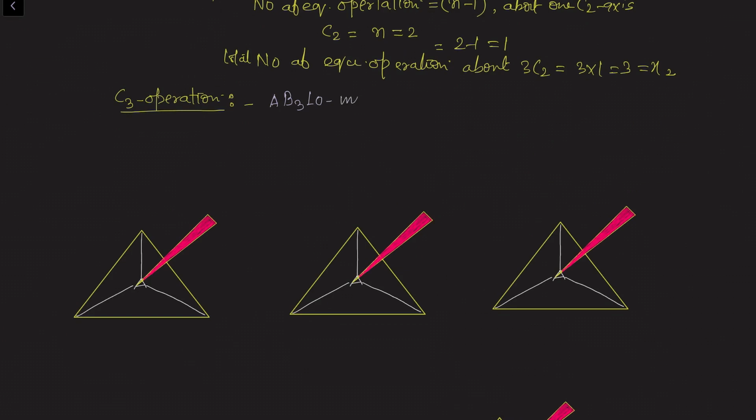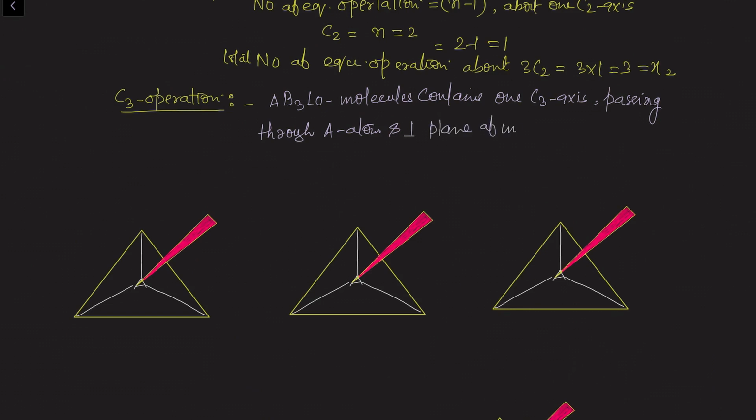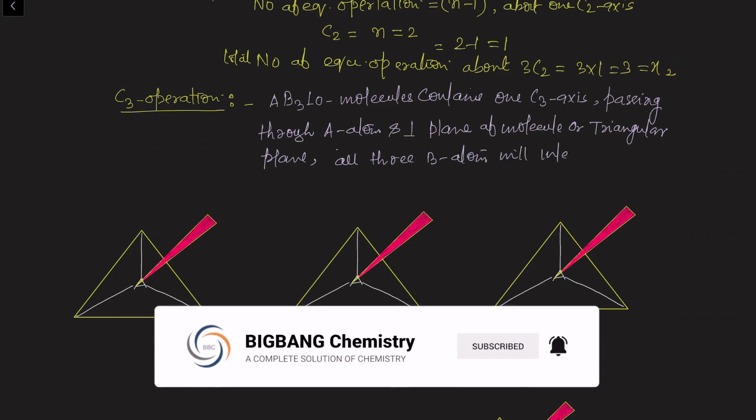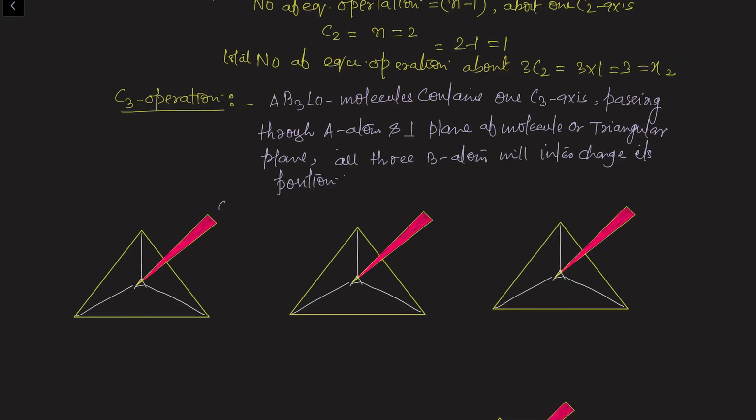An AB3L0 type molecule contains one C3 axis, or one C3 proper axis of rotation, which is passing through the A atom and perpendicular to the plane of the molecule, or you can say the triangular plane. On performing the C3 operation, all three B atoms will interchange their positions, right? So this is your C3 axis, these are the B atoms. Now mark them B1, B2, B3. Now perform this C3 operation the first time.